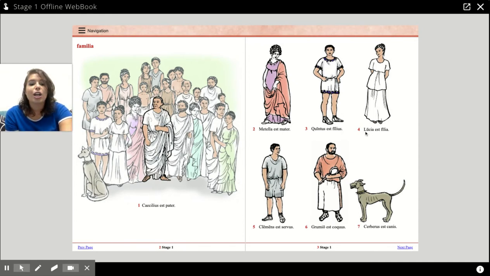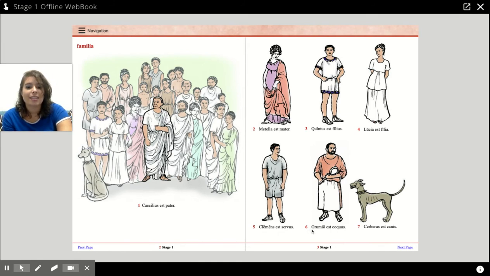Number 4, Lucia est filia. Now, remember that our C's in Latin are always hard, so you might want to pronounce this as Lucia or Lucia. That's more Italian. In Latin, this is going to be Lucia. Lucia is the daughter. Number 5, Clemens est servus. Clemens is the slave.